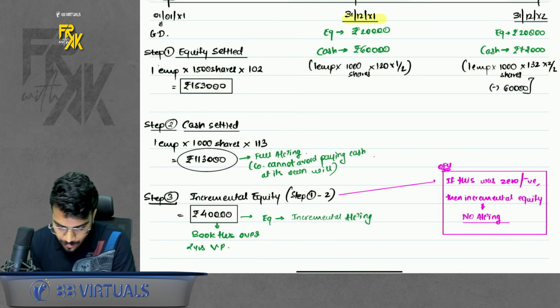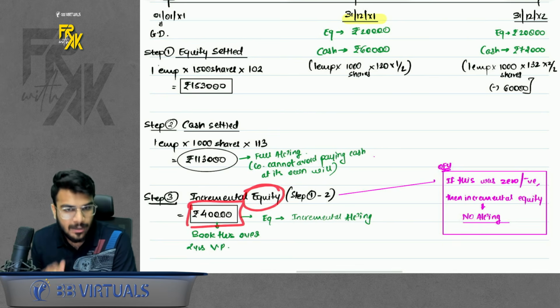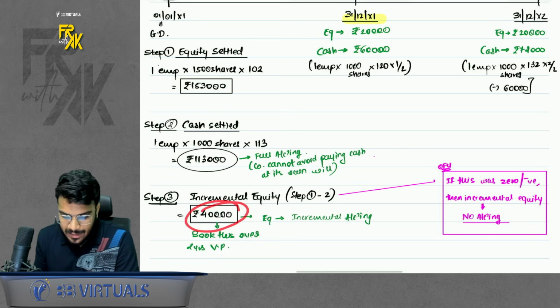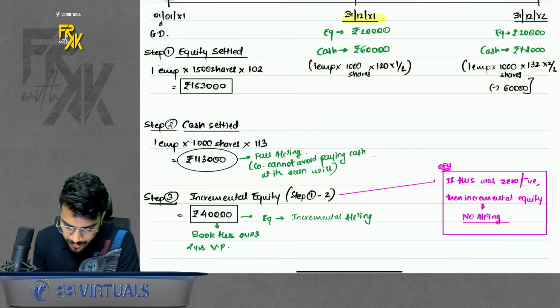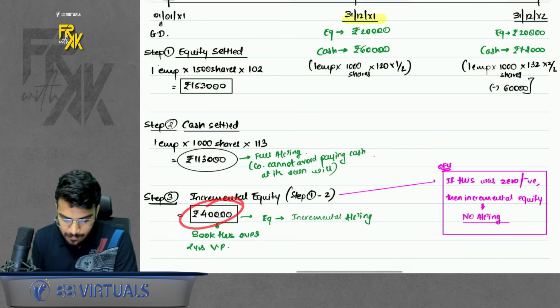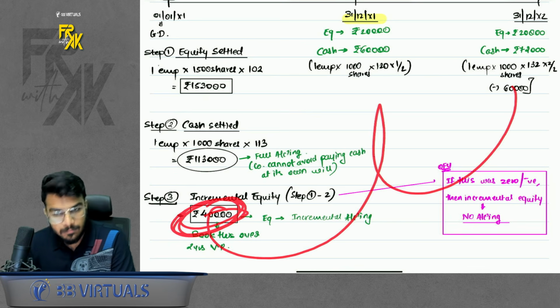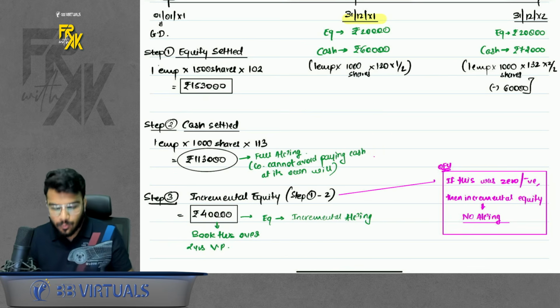So what to do? For equity, we will only account for the incremental part. Because in equity, the employees are not changing, fair value changes don't affect me. So I will book this 40,000 across the vesting period. Simple. So what do we learn from this?